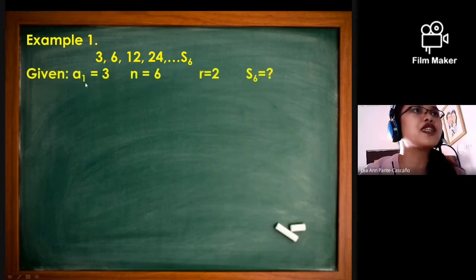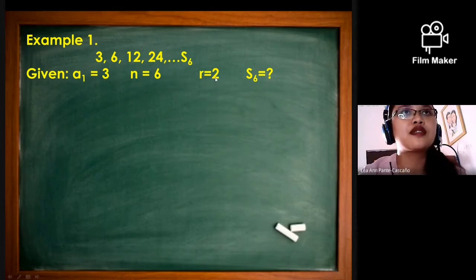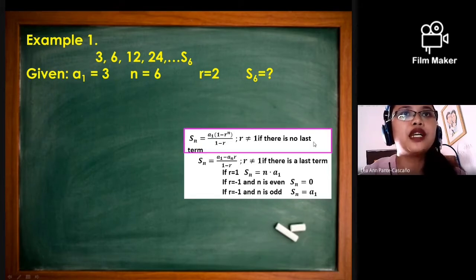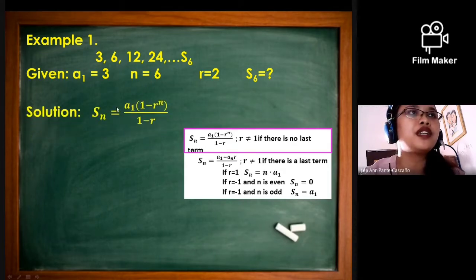Very good for that. So this is the given. The first term is 3, the number of terms is 6, the common ratio is 2, and we're looking for the sum of the first 6 terms. Now, as Megumi said, we have no last term. So therefore, this is the formula we will use because we have no last term: S sub n equal to the first term times 1 minus r raised to n all over 1 minus r. So when this is the given, remember right away that this is the formula to use. It is good to memorize this formula too.